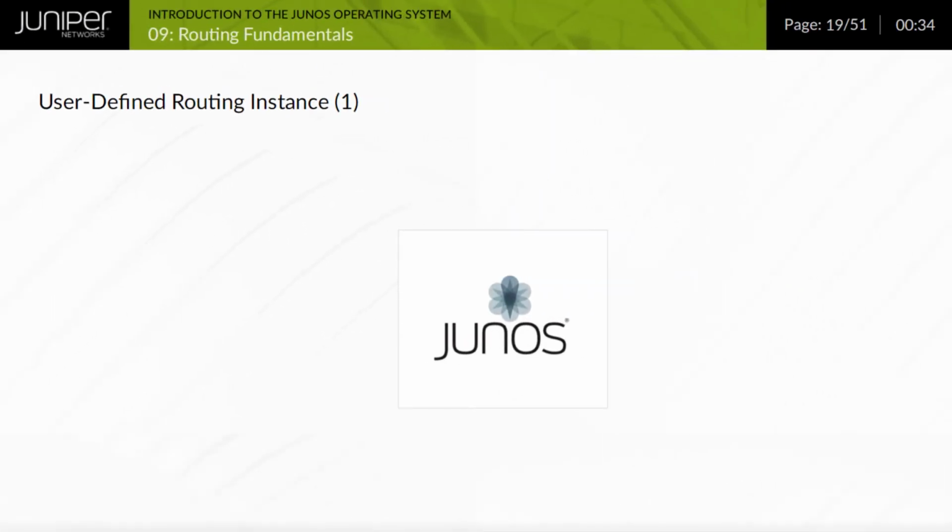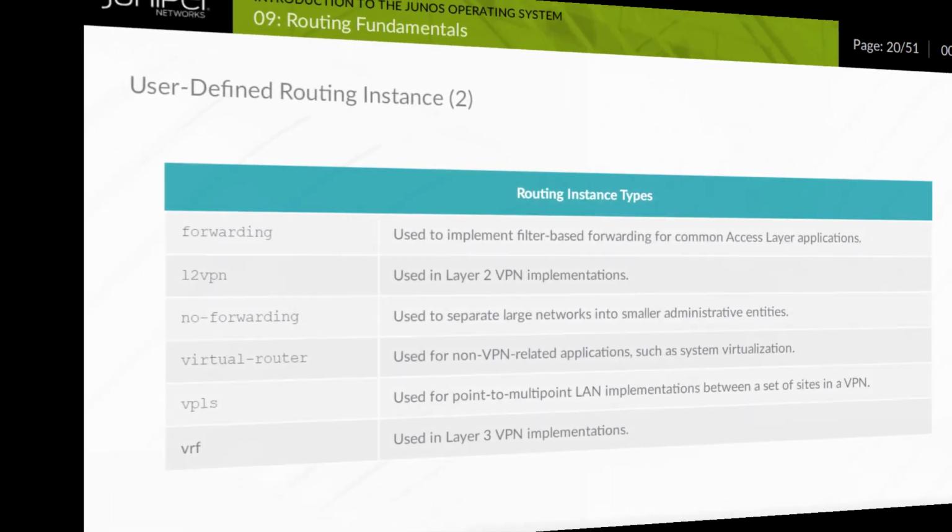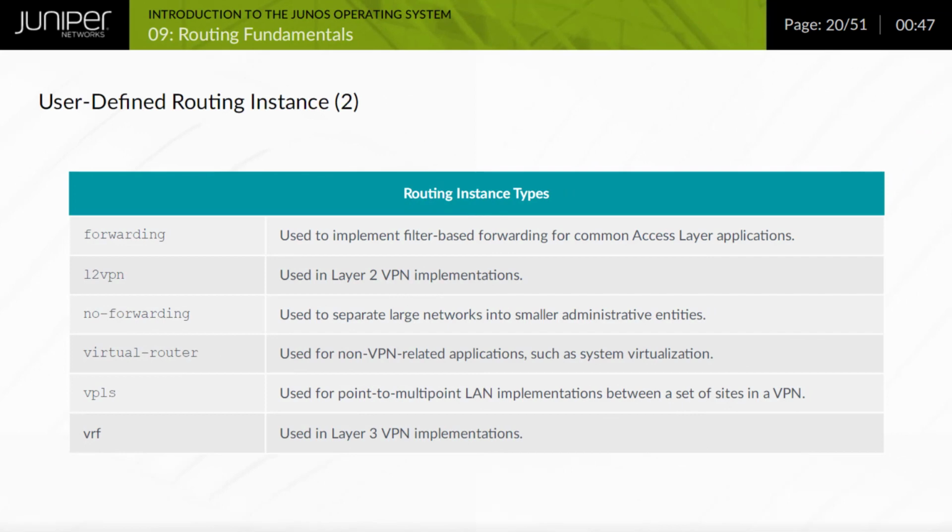For added flexibility, the Junos OS allows you to configure additional routing instances under the Edit Routing Instances hierarchy. You can use user-defined routing instances for a variety of different situations, which provides you a great amount of flexibility in your environments. Some typical uses of user-defined routing instances include filter-based forwarding, or FBF, Layer 2 and Layer 3 VPN services, and system virtualization.